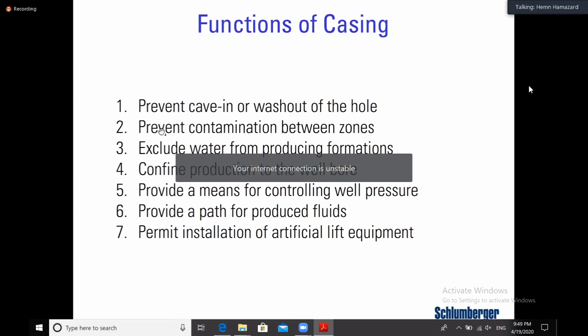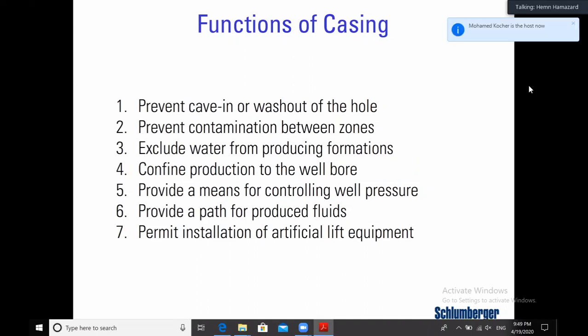And then the contamination between the zones. For example, if you drill an 8.5 section, you have water zones and you have shale problem formations. And after that, it's time to drill the 6-inch hole. You want to isolate the 6-inch hole from the above section, which is 8.5. The 8.5 section must be isolated or must be cased. So that's why we set the casing at 8.5. You get rid of any communication between the 8.5 and the 6-inch hole.